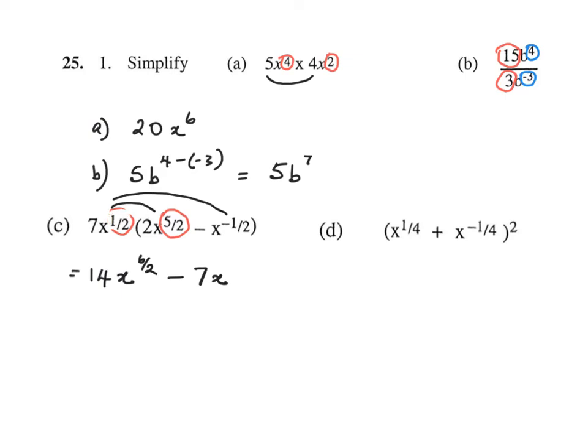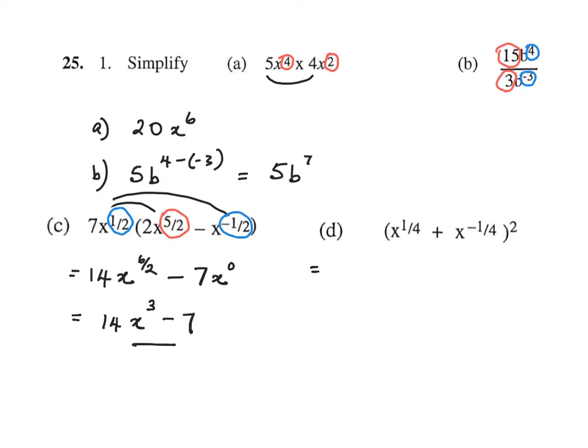Well, let me just rub out the red. So we're going to add this number and this number because we're still multiplying the x's. So we add the powers. 1/2 plus minus 1/2 is 0. We can't leave it there, we've got to simplify. 6 over 2 is 3, so it's 14 x to the power of 3. And x to the power of 0 is 1, so it's 7 times 1, which is 7.